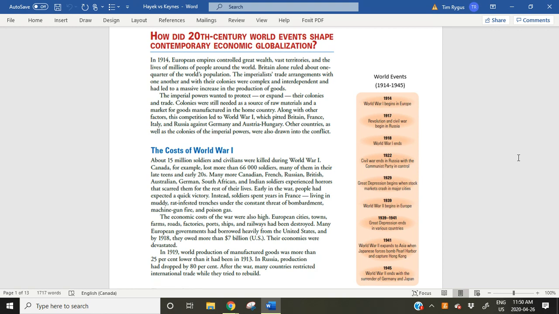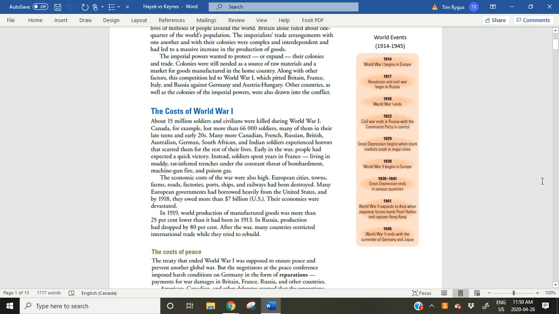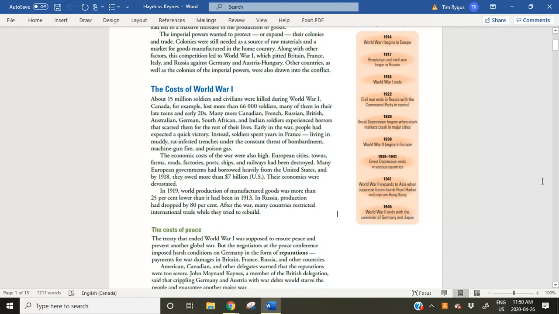World War One, when it happened, was the most destructive war in human history. Over 15 million soldiers and civilians killed. Canada lost more than 66,000. Canadian, French, Russian, British, Australian, German, South African, Indian soldiers were participating in this war. Long story short, the economic costs of the war were extremely high. Wars cost money, and a lot of Western Europe and parts of Eastern Europe were destroyed. That's not exaggeration. They were literally destroyed.